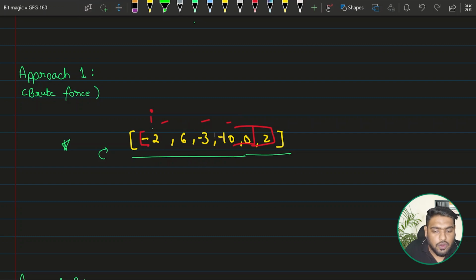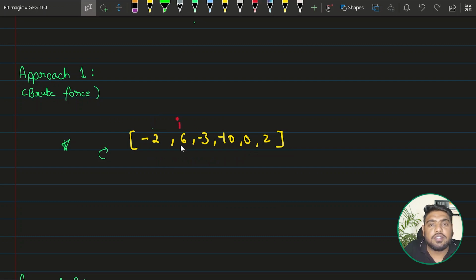Now, once all of the iterations with I being at -2 are done, then you move your I to the next position, this one. And then you again do the same operation from this point. You pick up 6 and then you try to make all of the possible subarrays which begin with 6: 6, -3, 6, -3, -10, 6, -3, -10, 0, and then 2. You don't actually need to store these anywhere. You just need to calculate your product, okay?